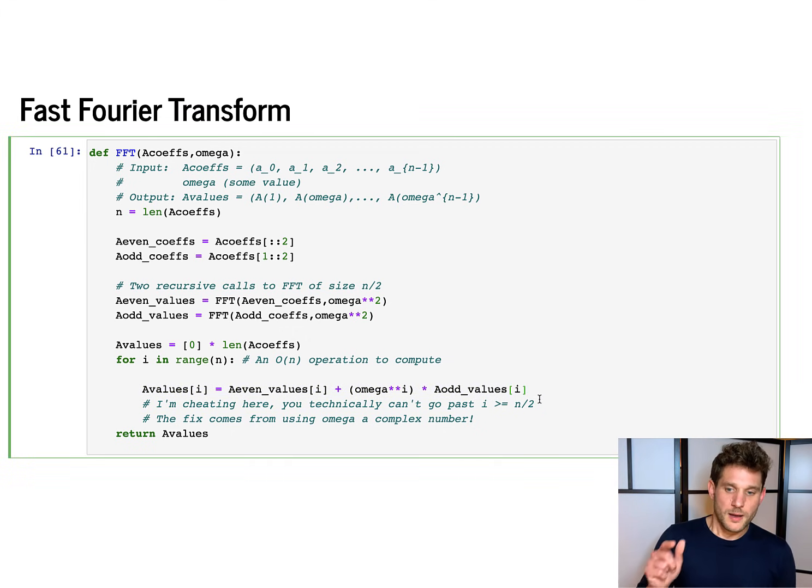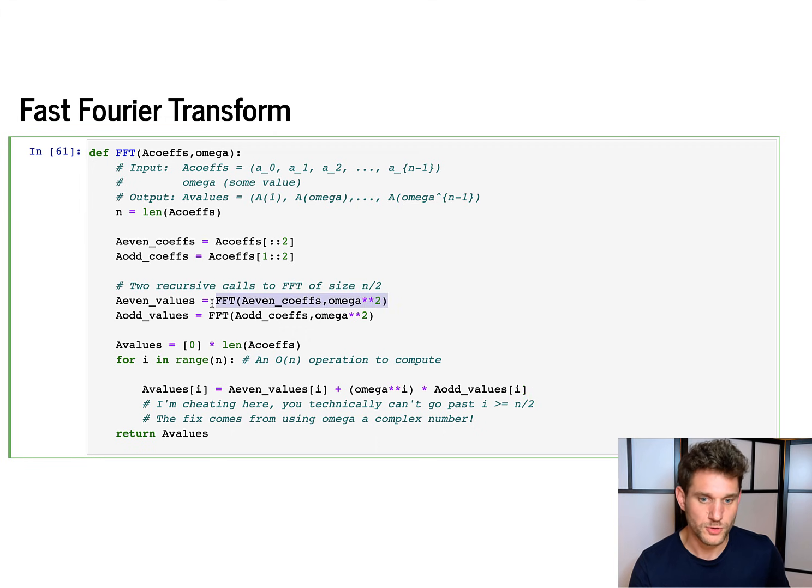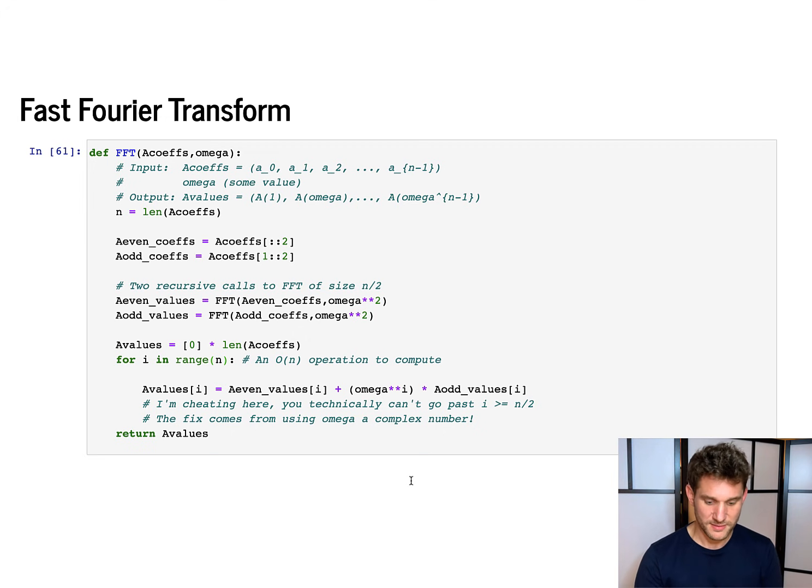Now, I'm technically cheating here. If you think about what's going on, this call should return an array of length n over 2 because a even coefs and a odd coefs are of size n over 2. So I shouldn't be able to go all the way up to size n. And it turns out that there is a cheat here, but it so happens that if you choose omega correctly, you can actually fix this very easily. So I'll mention this briefly on the next slide, but I'm going to sort of fudge these details and let you look up the stuff in the book because it requires some complex analysis. You have to think about multiplying complex numbers and things like that.